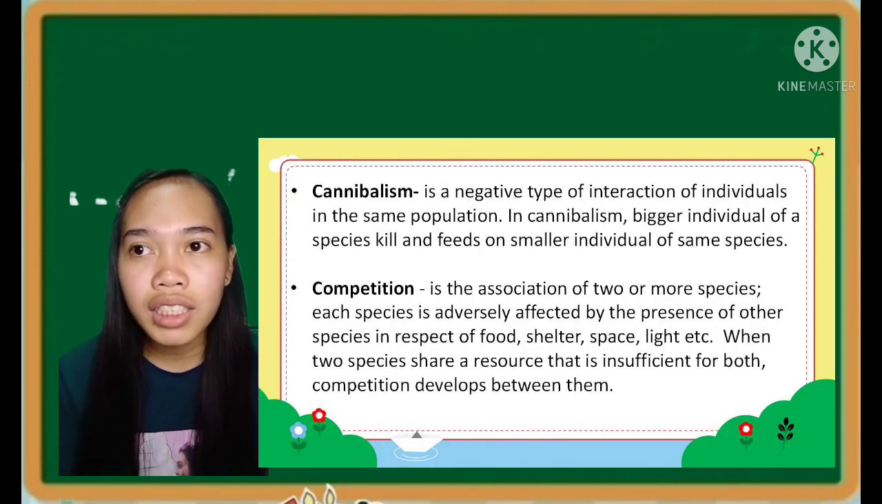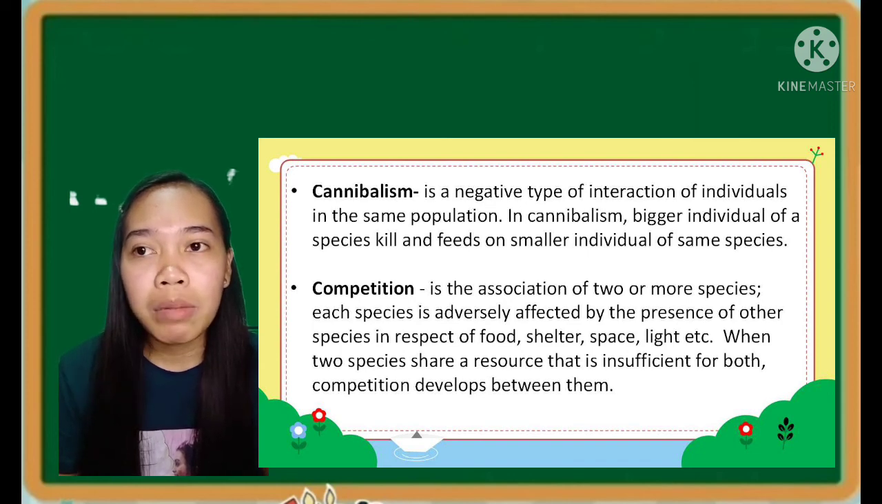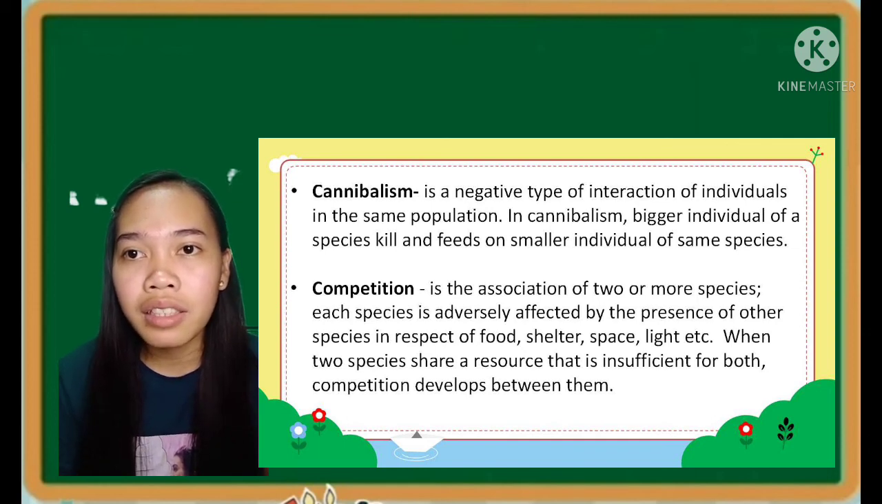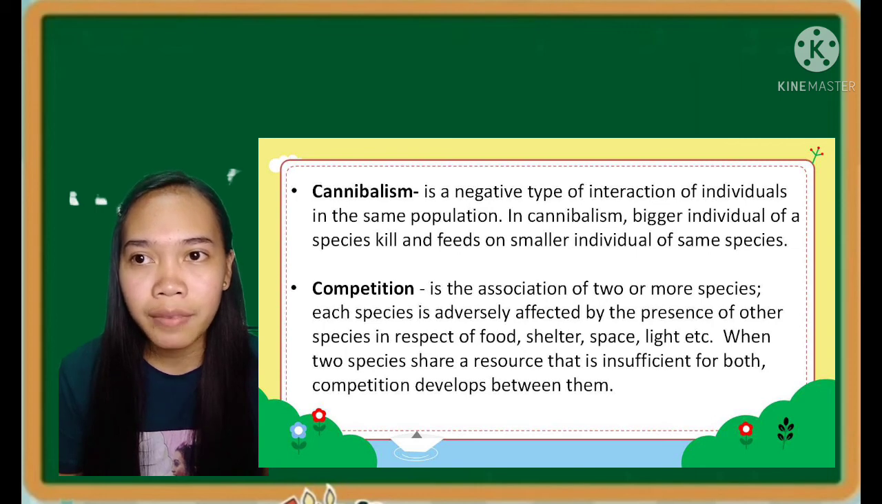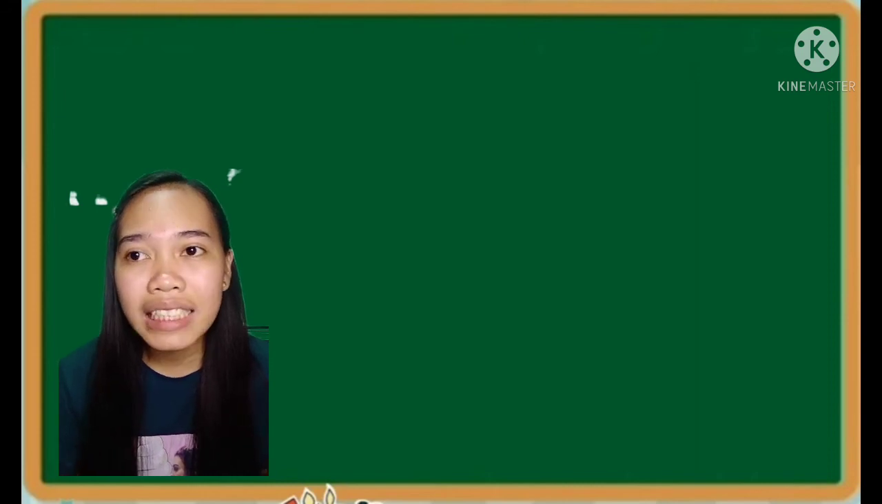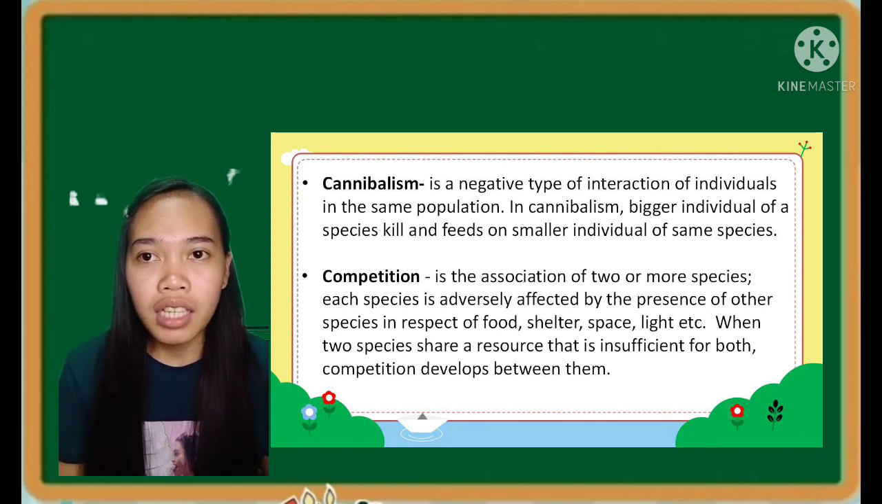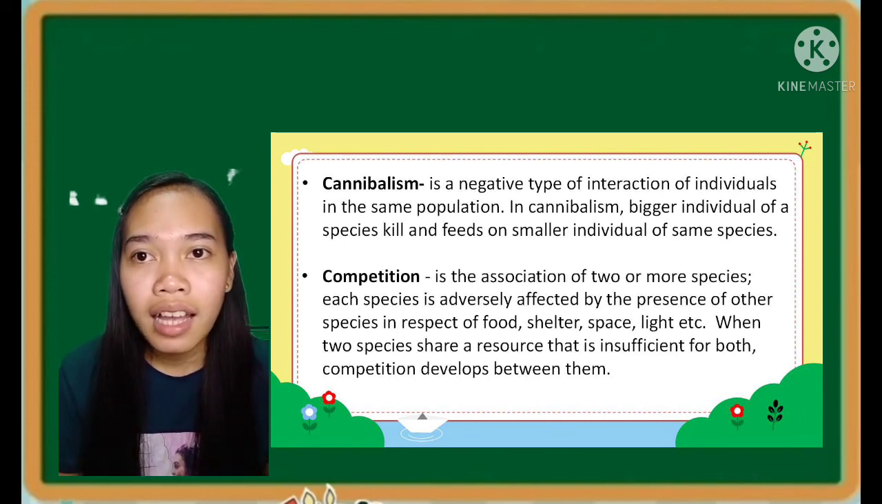Next negative interaction is cannibalism. Cannibalism is a negative type of interaction of individuals in the same population. In cannibalism, a bigger individual of a species kills and feeds on a smaller individual of the same species. Cannibalism is a natural method of population control in the ecosystem. Lastly is competition. Competition is the association of two or more species, each species adversely affected by the presence of the other species in respect of food, shelter, space, light, and so on.